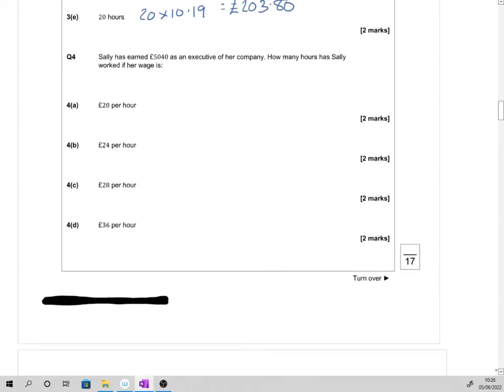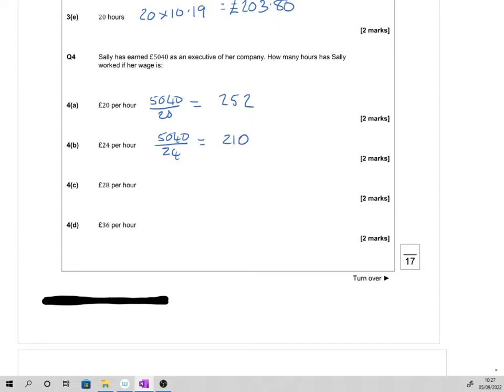Sally has earned £5,040 as an executive for a company. How many hours has Sally worked if her wage is £20 an hour? So 5040 divided by 20. 5040 divided by 20 is 252. And 5040 divided by 24. 5040 divided by 24 is 210.